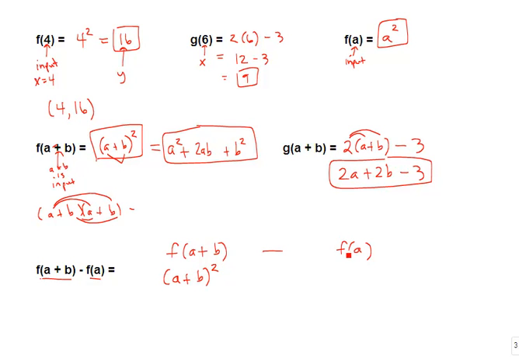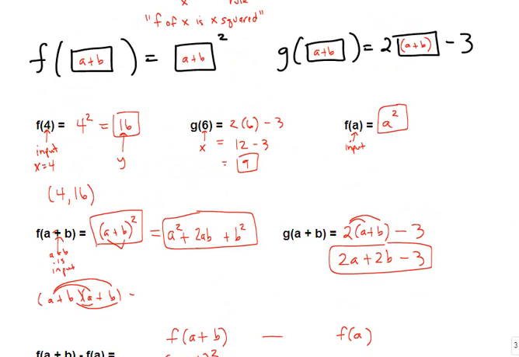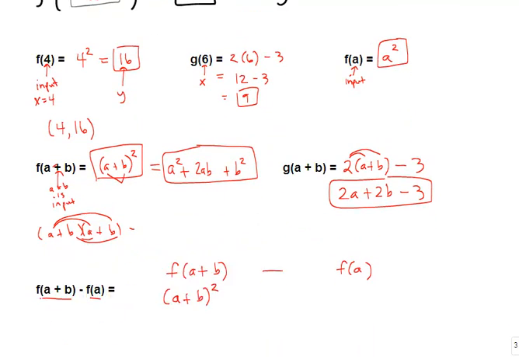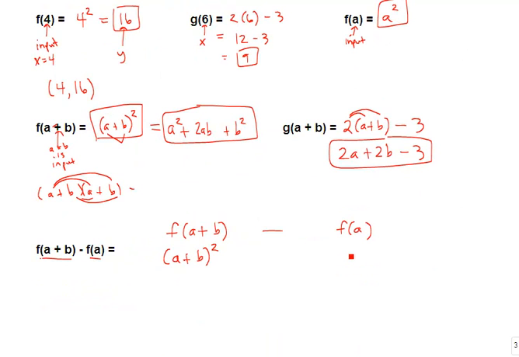Now if we want to know what f of a is, then instead of substituting in a plus b, we're going to substitute in just a. So we're just going to put a in our little box. So f of a would just be a squared. So if I write that down over here, f of a is just a squared. So we have a plus b quantity squared is our f of a plus b. a squared is our f of a.